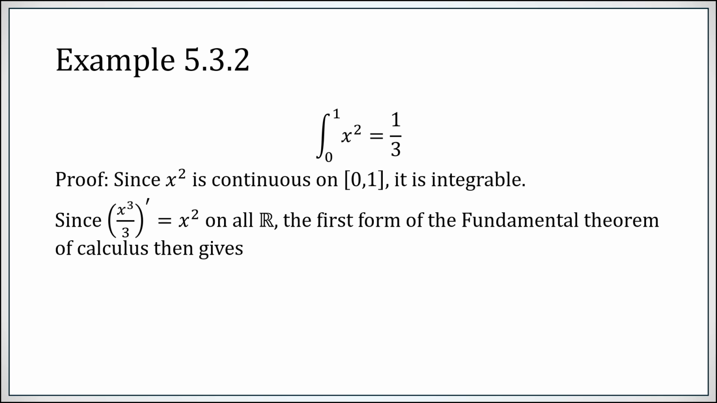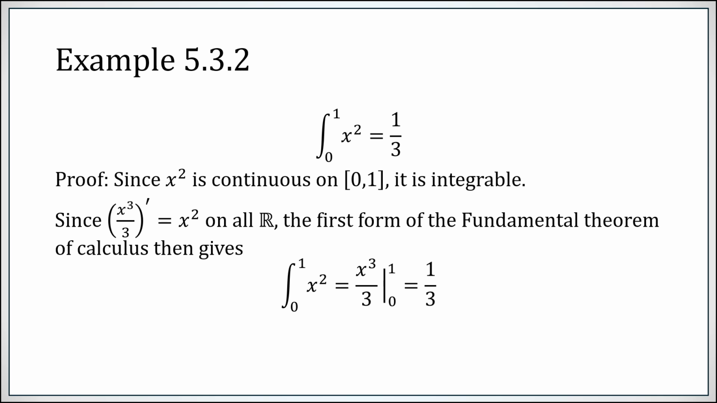So thanks to the first form of the fundamental theorem, to compute the value of the integral from 0 to 1 of x squared, we may simply compute the value of its antiderivative at the endpoints: x cubed over 3 evaluated at 1 minus x cubed over 3 evaluated at 0.